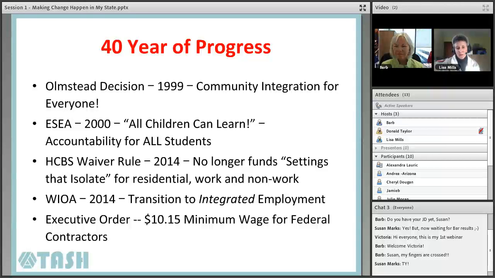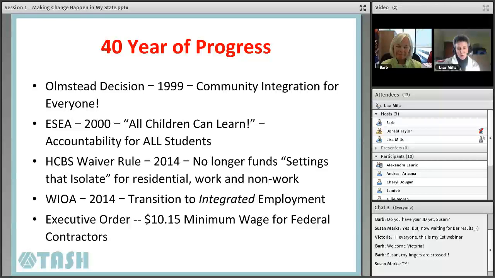So the states are now in the process of developing assessments to determine to what extent they're in compliance with this rule and what service settings they may have that don't meet the standards and that they must make changes to in the next 5 years. They have until March of 2019 to bring all the settings into compliance with this new rule.